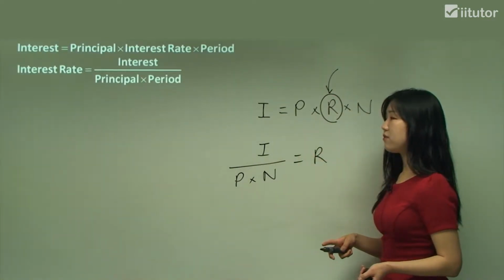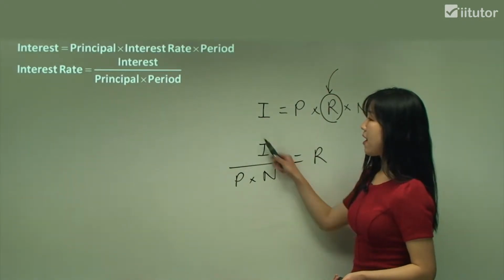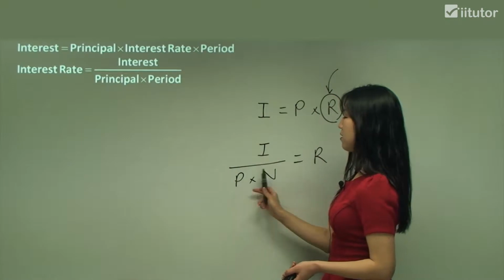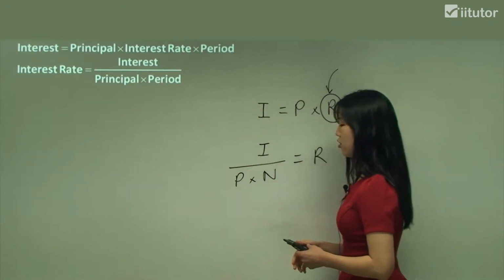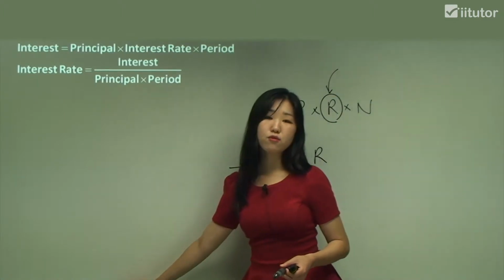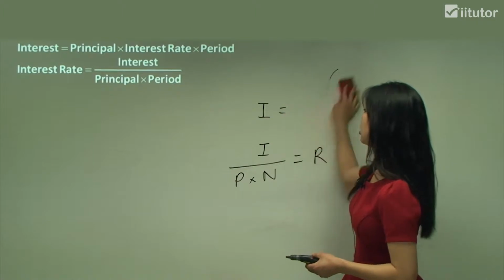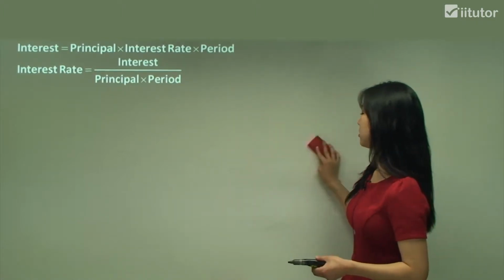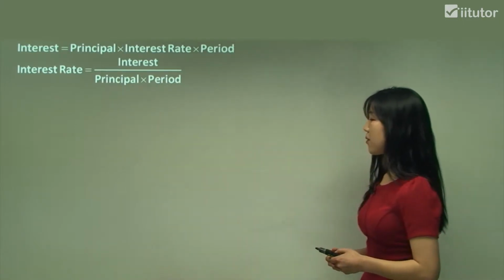I've put in the formula for you. Interest rate, which I put as R, equals I, which is interest, over P times N, which is principal times period. So again, guys, don't treat this as memorizing a whole new formula. It's simply derived from our usual interest formula. So you should be able to simply use your algebra skills to calculate the interest rate. Okay, so let's try a question.